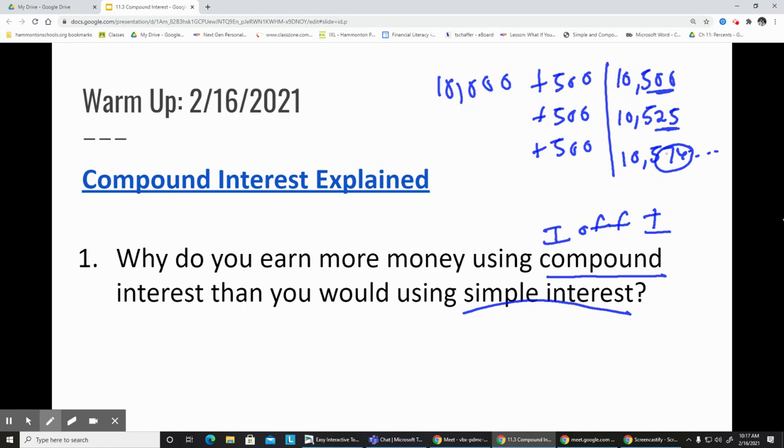So that's really the difference between compound interest and simple interest. The easiest way to think about this is that compound means you're earning interest off of your interest. That's pretty much the easiest way to put it. Okay? So let's see if I know how to use this pen now.